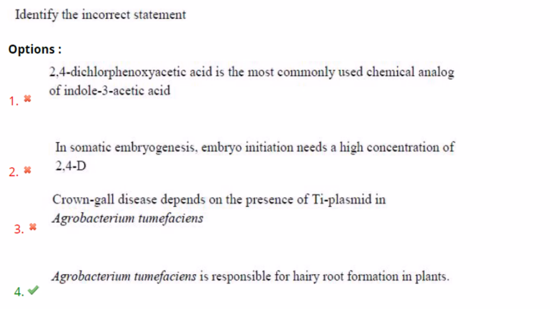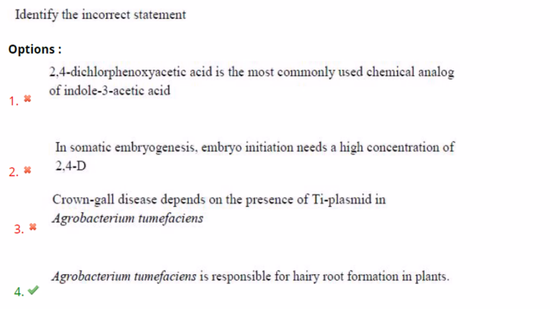Agrobacterium tumefaciens has the Ti plasmid, or tumor inducing plasmid, and this plasmid has a region called the T-DNA, which is introduced into the plant cell when the plant cell gets infected with Agrobacterium tumefaciens. This T-DNA goes and integrates into the plant genome, leading to uncontrolled growth, which is called galls, G-A-L-L. Hence this statement is correct.